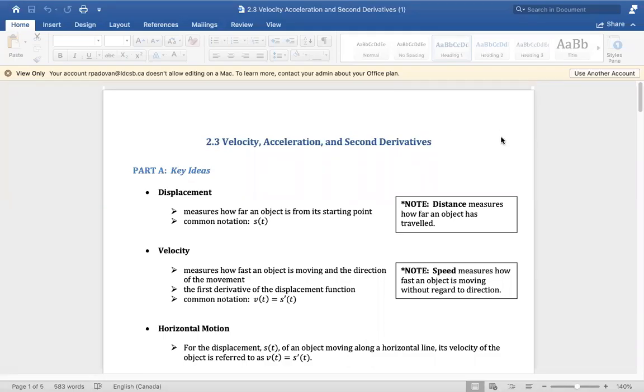Okay, so if you notice, we skipped 2.3 before on velocity, acceleration, and doing second derivatives now, which is just taking the derivative of the first derivative.